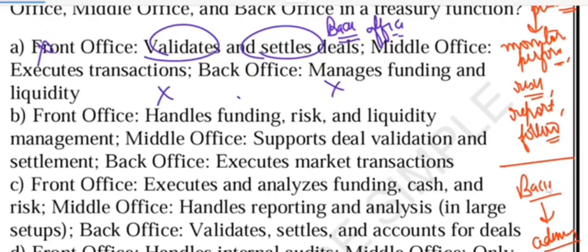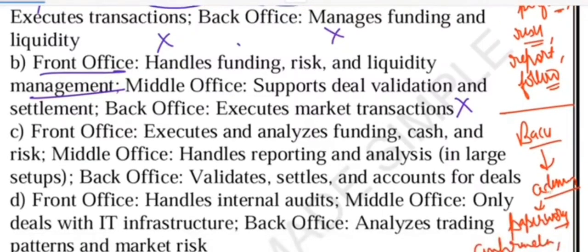Option B. In the case of option B, handle funding risk is partially correct. Yes, the front office role is partially correct. And for the back office, they are saying execute market transactions. No, that is wrong. Back office never executes market trades. That is a front office job. So option B is also wrong.